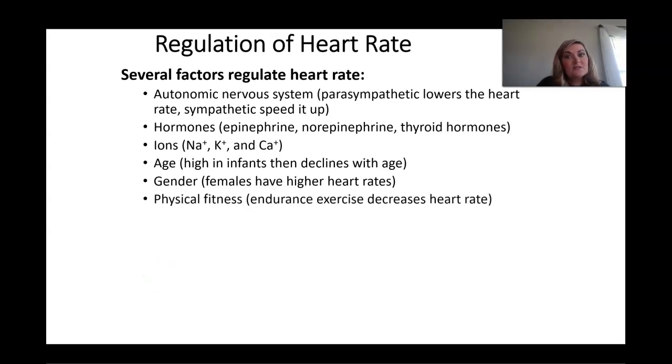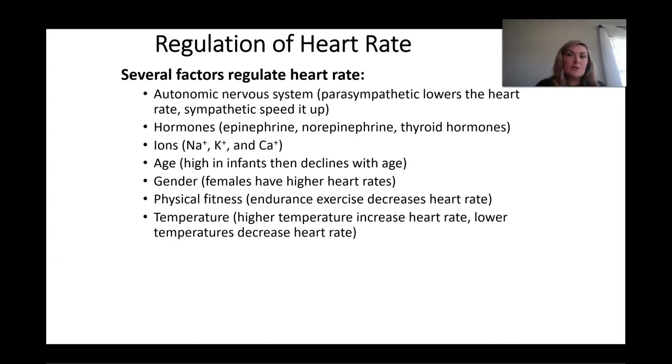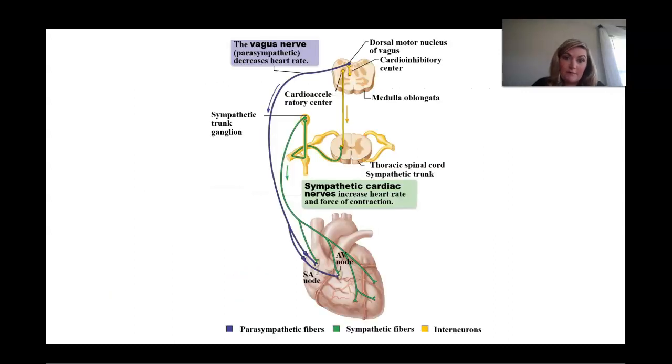Physical fitness is also going to have a lot to do with the regulation of the heart rate. So the more physically fit you are, usually the lower the heart rate is. The less physically fit you are, the higher your heart tends to beat because it's under a lot more pressure and it's got a lot more work that it's doing. Temperature can also be a major factor. The higher the temperature, the more the heart rate will increase. Lower temperatures will tend to decrease the heart rate.